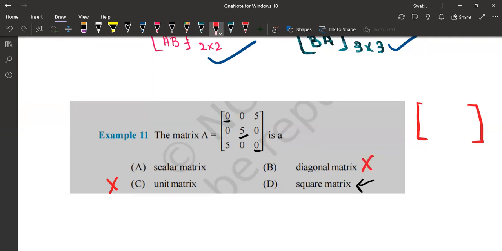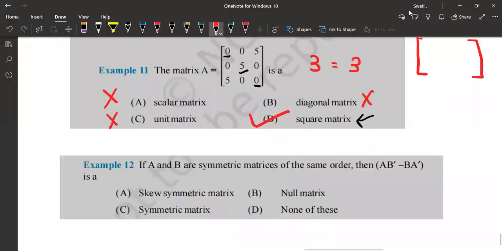The next one is a scalar matrix. What is a scalar matrix? A scalar matrix is that matrix in which the diagonal entries are throughout the same, right? So here, of course, they are not the same. One is 0, 5, 0. They are not the same. That is why it is also not a scalar matrix. But of course, it is a square matrix because the number of rows is 3 and the number of columns is also 3, equal. That is why it is a square matrix. That is why option D is correct. All right, so this is it. Now we can move to the next question.